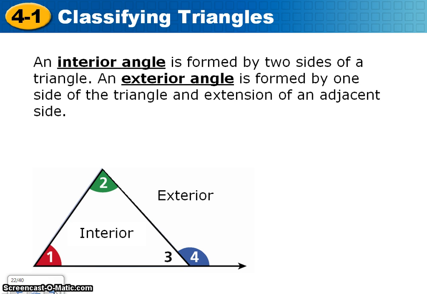An interior angle is one of the angles inside the figure. So angle 1, angle 2, angle 3 are formed by two sides of the figure. Those are all interior angles. An exterior angle is an angle that's formed by one side of the triangle and an extension of an adjacent side. So angle 4 is an exterior angle to the triangle. It's an extension of the side that joins angles 1 to 3. So we've taken and extended one side of the triangle and we've created angle 4.